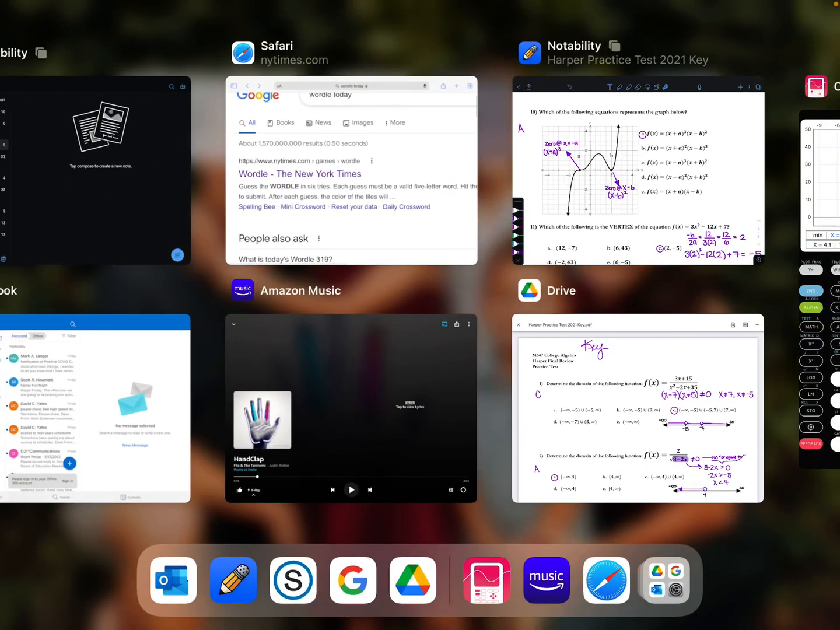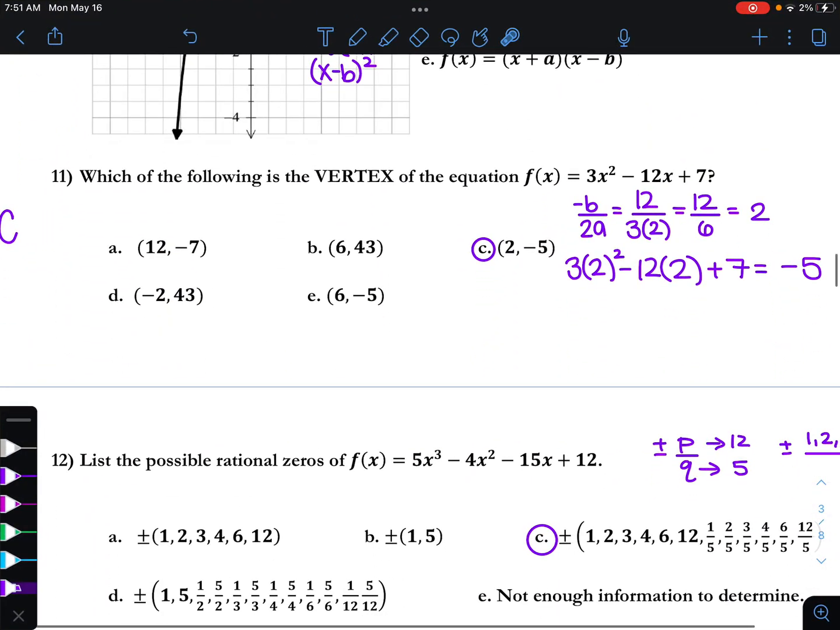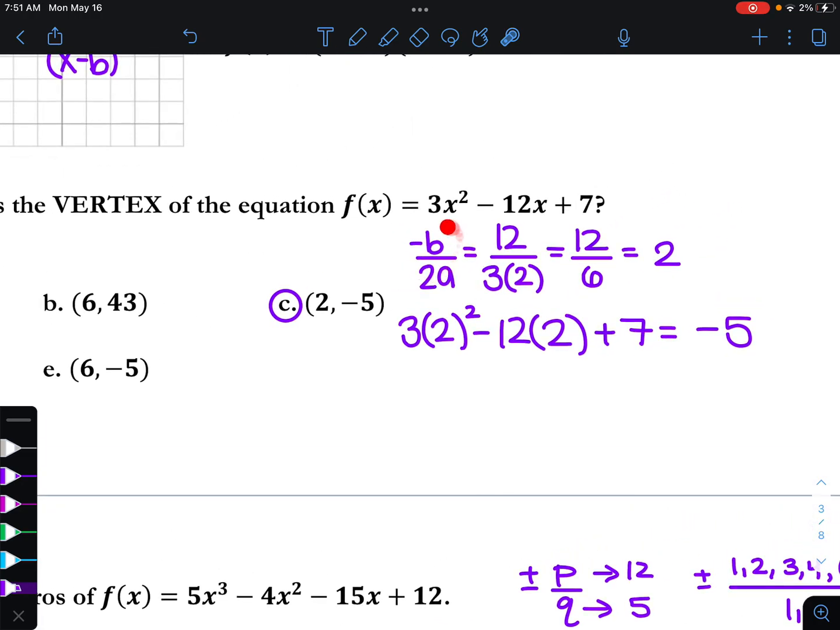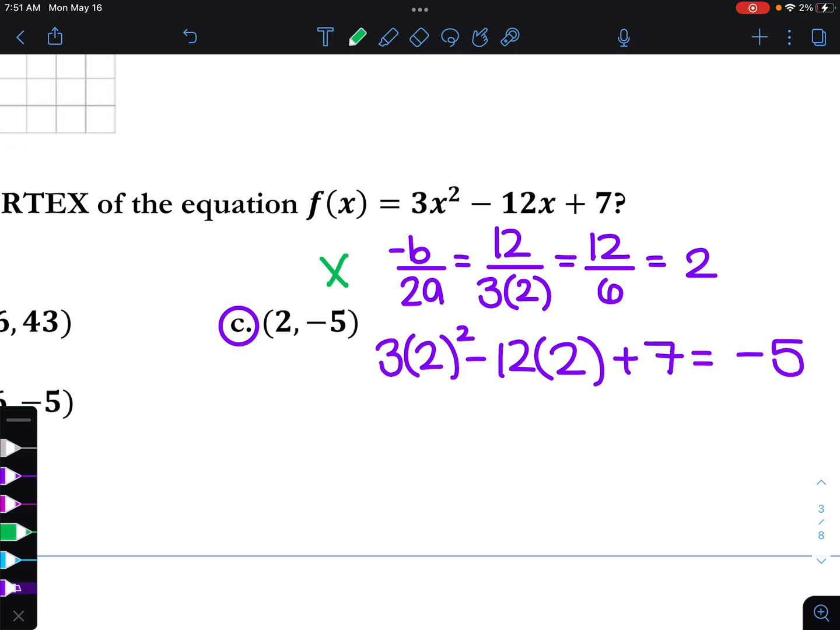To find the vertex of a quadratic, we can use opposite b over 2a. You could also complete the square, but this one would have been harder to complete the square. So we could just use opposite b over 2a. This gives us the x value of our vertex. So we would do opposite of -12 is +12, divided by 2 times 3, right? 3 is our a value. And so we get the x value of our vertex is 2.